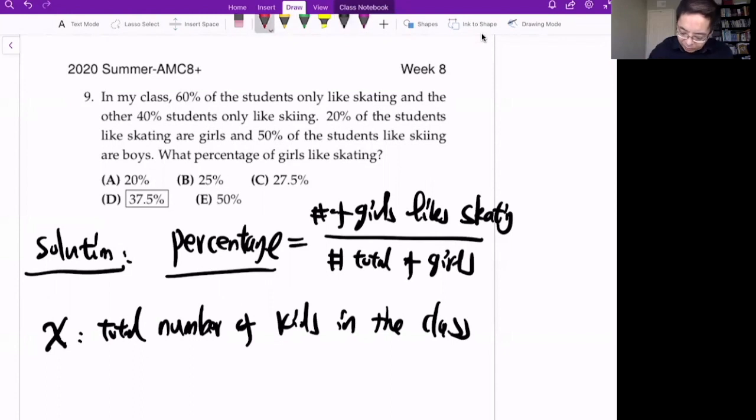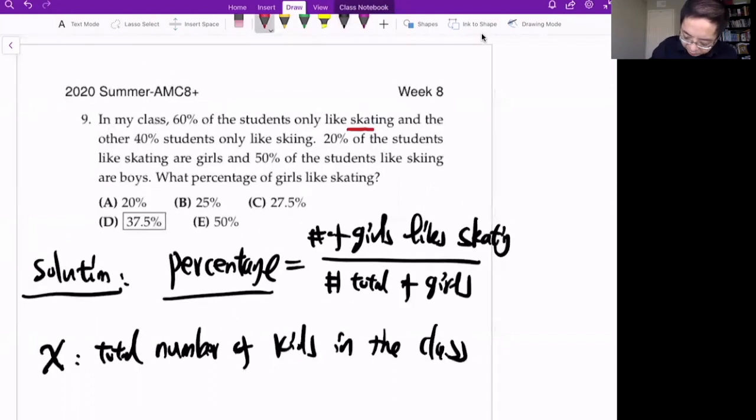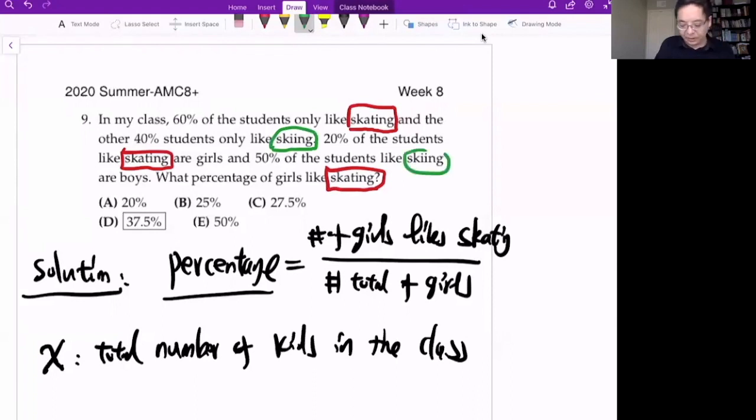Here we have two sports, so let me mark them. The first one is skating. So here we have the skating, here we have the skating. And also we have skiing right here, and this is skiing. Okay, good.